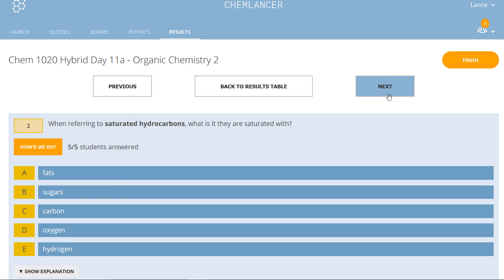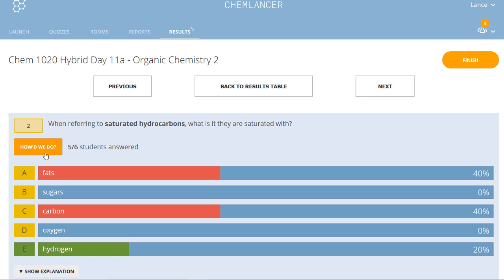Next up, when referring to saturated hydrocarbons, what is it that they are saturated with? I don't know that we actually mentioned that in this class last week, but just in case we didn't, and we probably didn't, what it is that they're saturated with here is hydrogen. So if you didn't get that, that might be one of those things you write down.